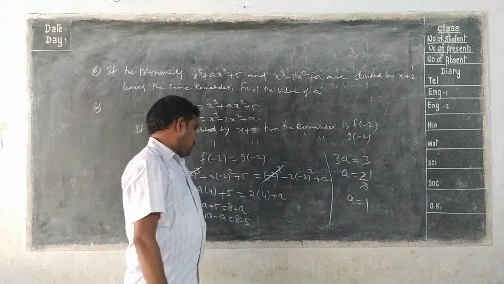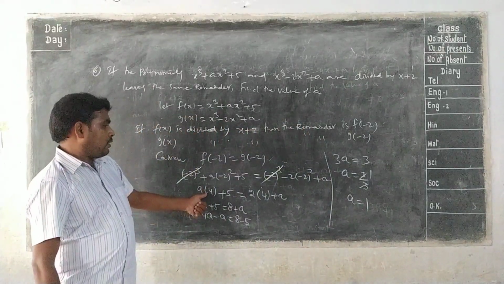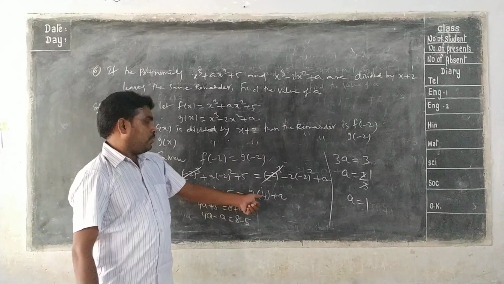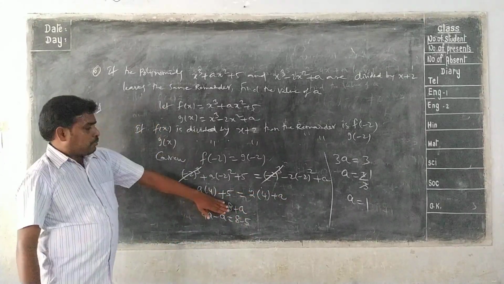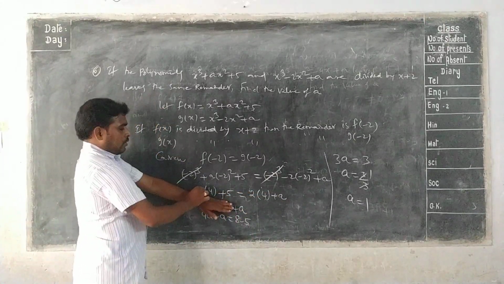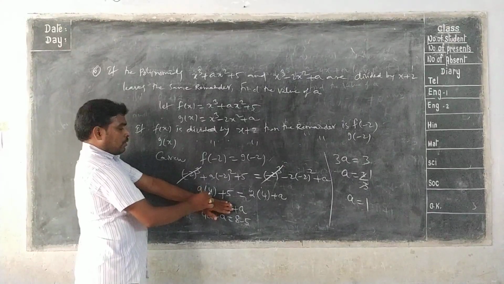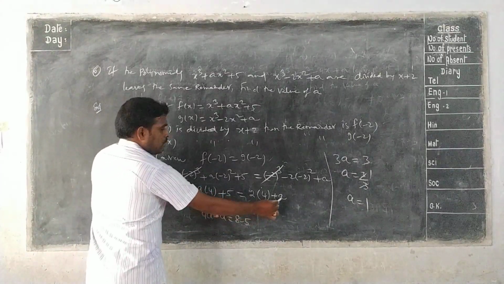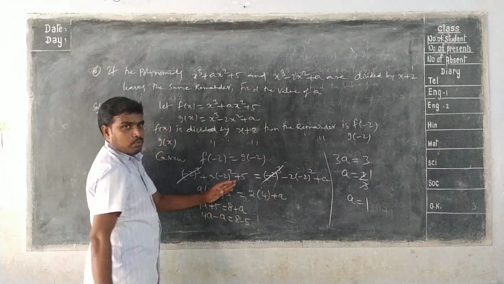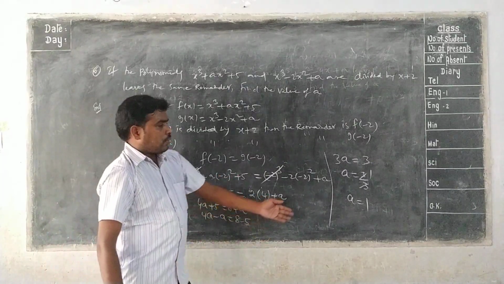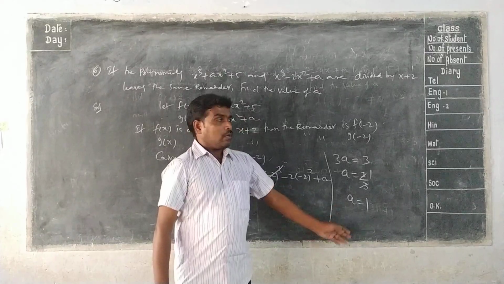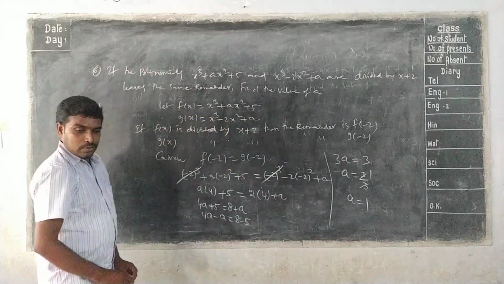So when a equal to 1, what do you get? 4 plus 5, 9, equal to 2 into 4 plus 1, 9. When you are substituting 1 in place of a, 4 plus 5, 9. Here, 8 plus 1, 9. Both remainders are the same. Therefore, a value is 1. So in this way you can do the sixth problem.